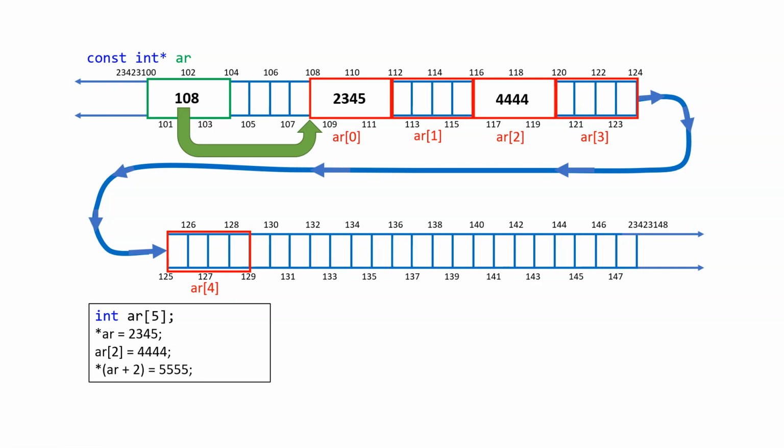You are saying add the address of 2 integers to AR and set the target to something. It sets it. You can literally treat an array like a pointer. That's why in a function, when you are receiving an array, you can either have an array notation or a pointer notation. They're both exactly the same.